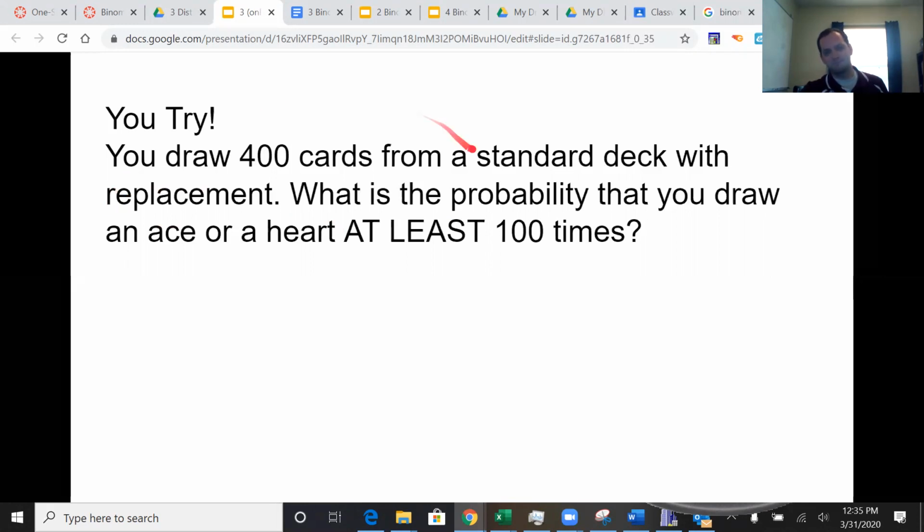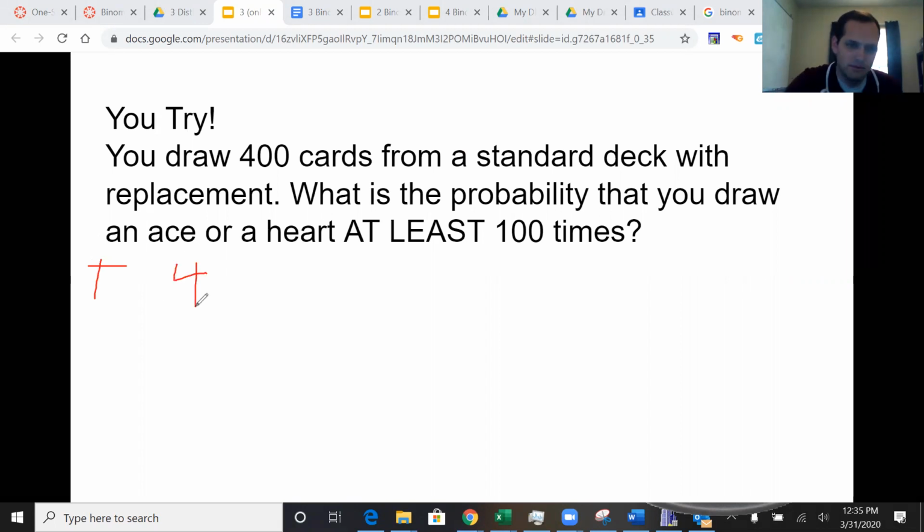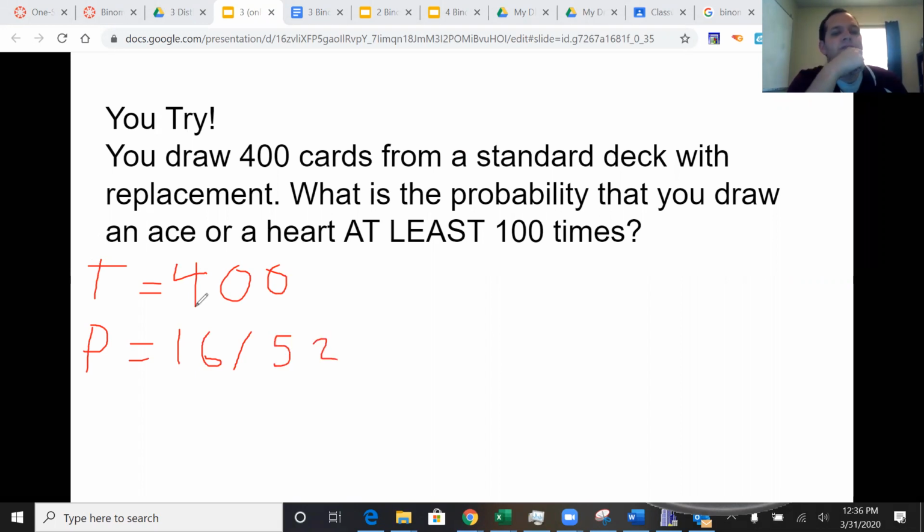All right, now I'm going to do it. Here goes the answer. So the number of trials is going to be 400. The probability of getting an ace or a heart is 16 out of 52. And finally, n. For the binomial CDF that we're going to plug into the calculator, what is the number that we're looking for? It's not 100. Is it 101 or is it 99? It's going to be one less. It is 99.